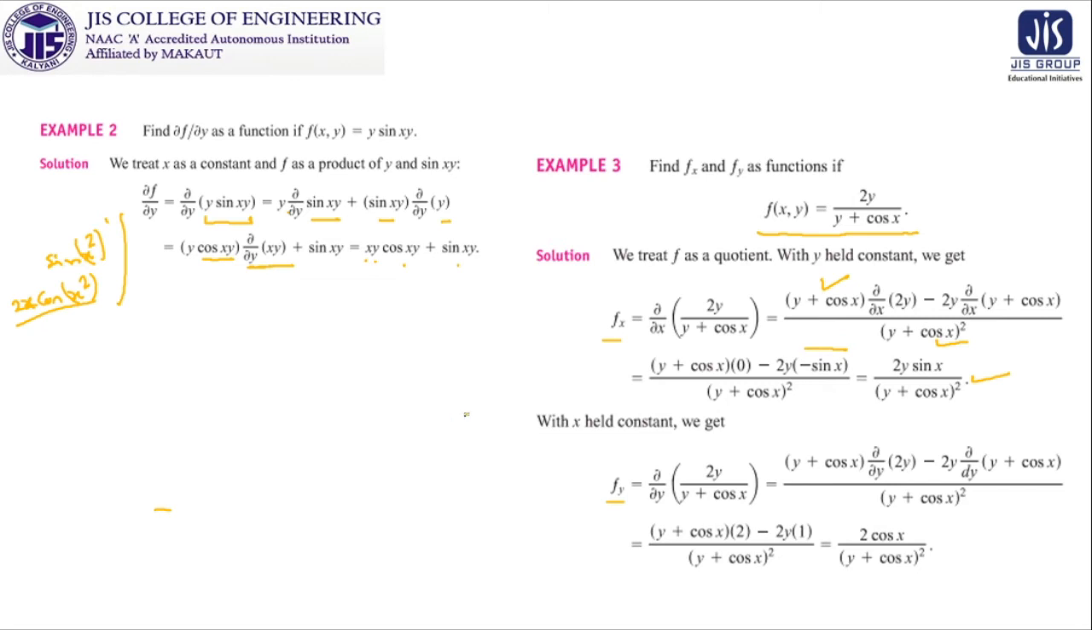So it is not required at all, I think, to know how and why we are getting this. It is just that the denominator is kept as it was, and the numerator is differentiated with respect to y. The numerator is kept as it was, and the denominator is differentiated partially with respect to y. And after simplification, we get this answer as 2 cos x by y plus cos x whole square.